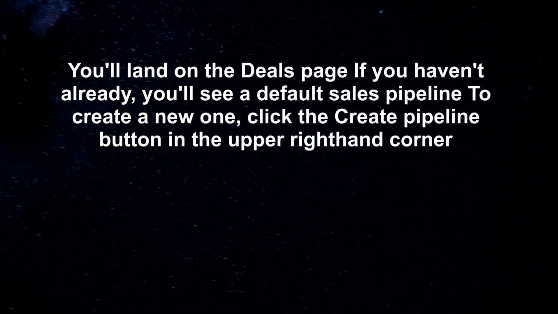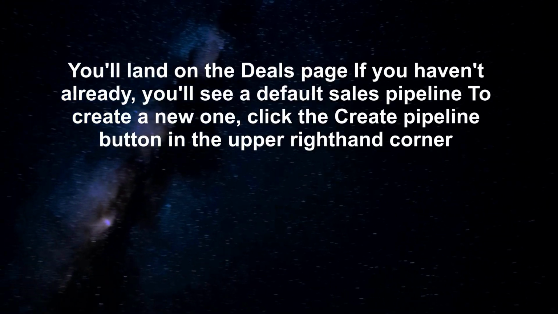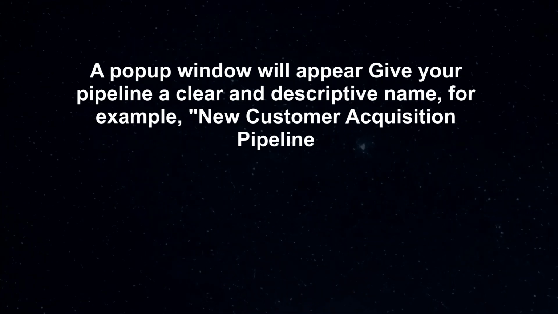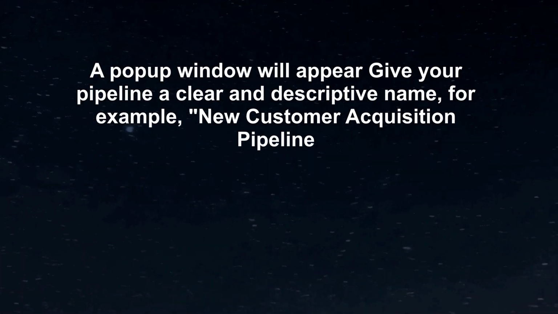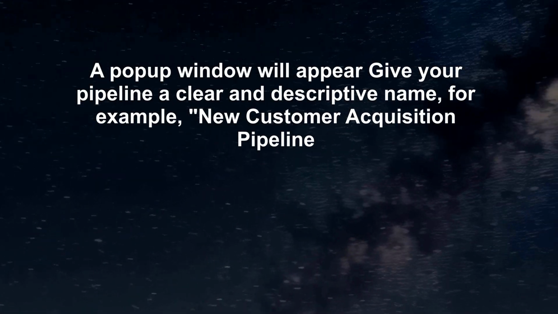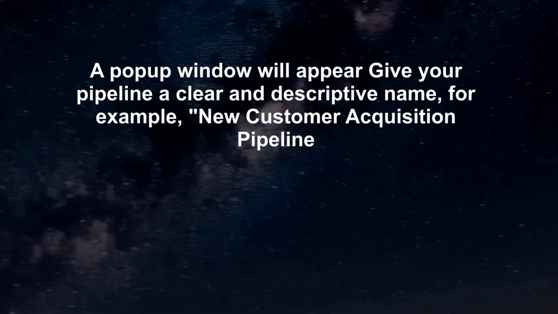To create a new one, click the Create Pipeline button in the upper right-hand corner. A pop-up window will appear. Give your pipeline a clear and descriptive name, for example, New Customer Acquisition Pipeline.